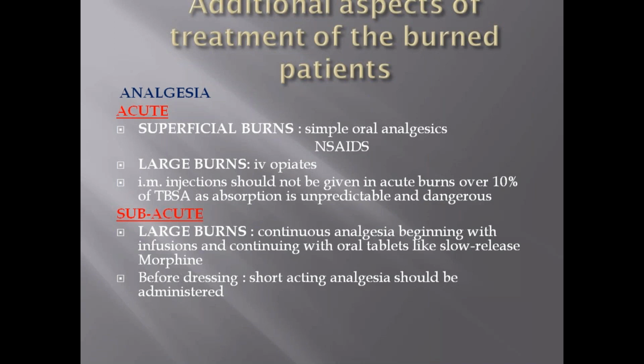Coming to treatment of burns, analgesia is very much important. Among analgesia, there is acute, subacute. Among acute, for superficial burns, you can use simple oral analgesics like NSAIDs. In large burns, IV opiates are very much important. Usually, IM are not preferred for these burns. Coming to subacute, in large burns, continuous analgesia beginning with infusions and continuing with oral tablets like slow release morphine. Before dressings also, analgesia should be administered.